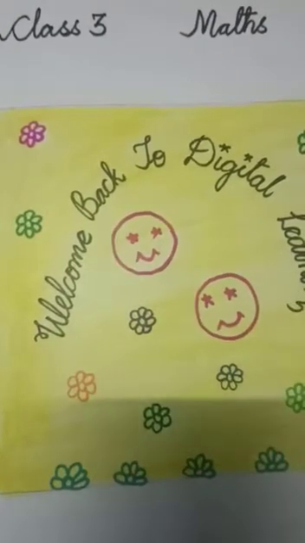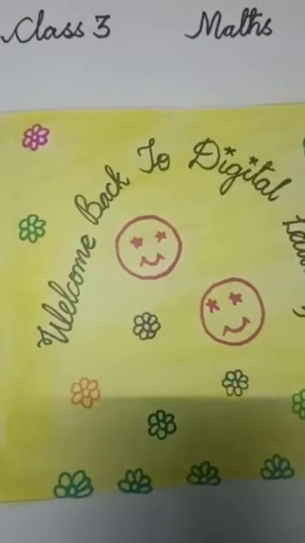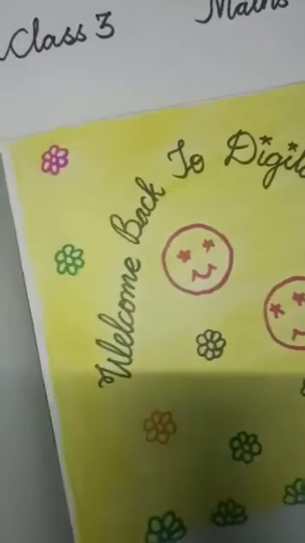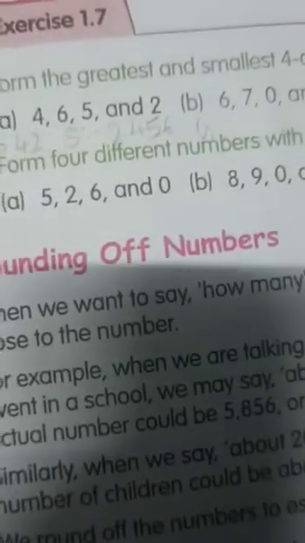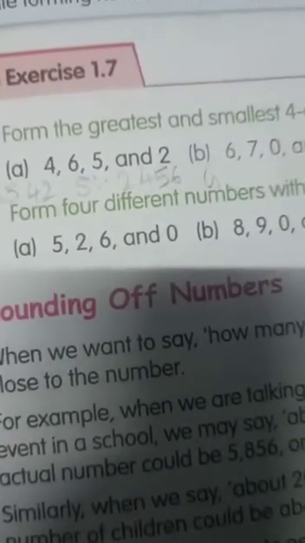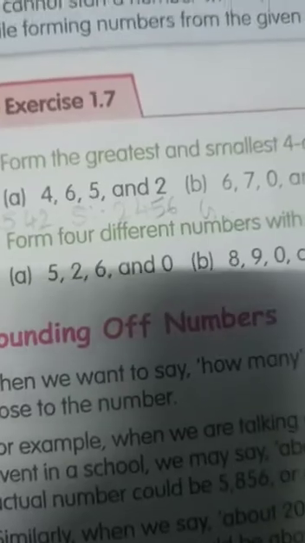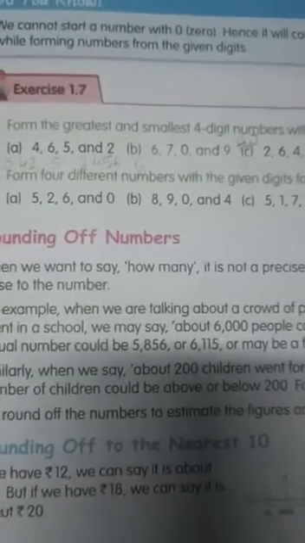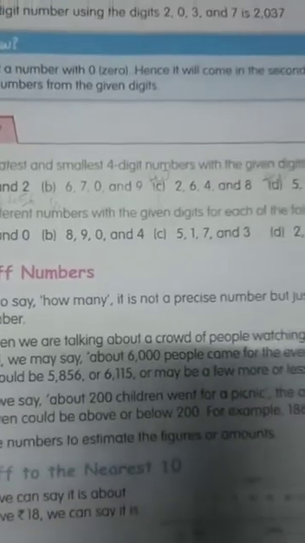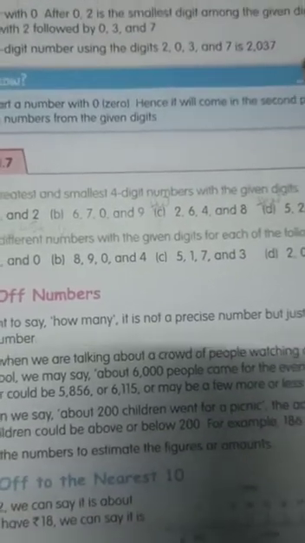So let's continue the first chapter here. The topic is rounding of numbers. Children, rounding of numbers is nothing but we round off the numbers to estimate the figures or amounts.